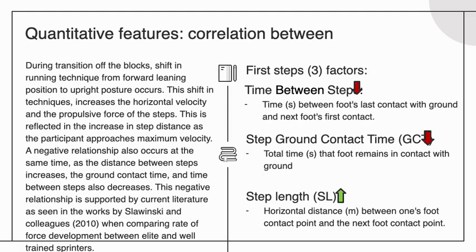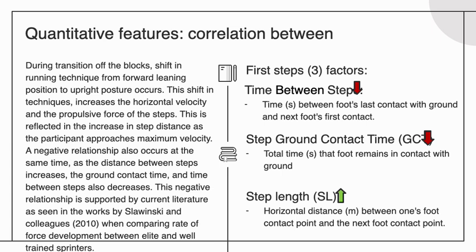The first quantitative feature I chose to analyze today was the correlation between factors such as time between steps, step ground contact time, and step length. This mainly affects the transition period off the blocks, where we see a shift in the running technique from the forward leaning position to a more upright posture. Due to this shift in technique, there occurs an increase in horizontal velocity and the propulsive force of the steps. This is reflected in the increase of step distance as the participant approaches maximum velocity.